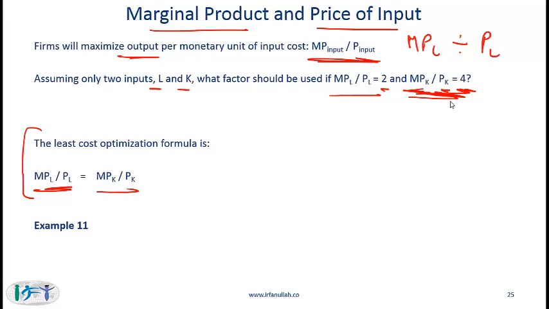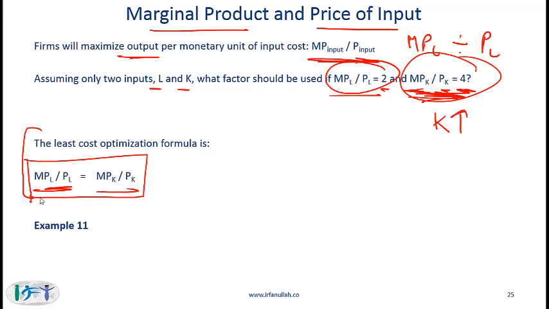You will keep using more capital, and given the law of diminishing returns, ultimately you will get to a point where this ratio is equal to the ratio for labor. And the optimal point, or the least cost optimization scenario, is where the two ratios are the same. Now I want you to do example 11. This might sound a little bit complicated, but when you look at the questions in the curriculum, they are fairly simple and intuitive.